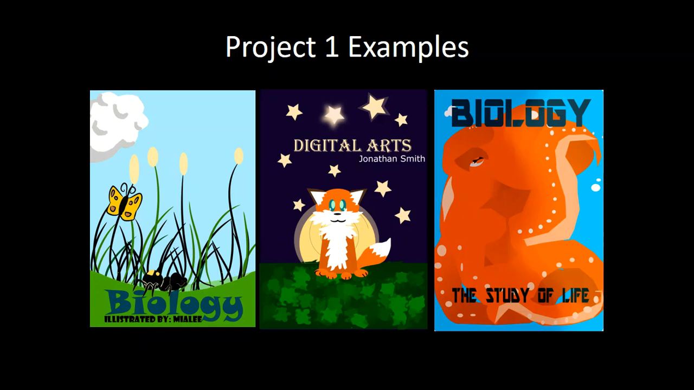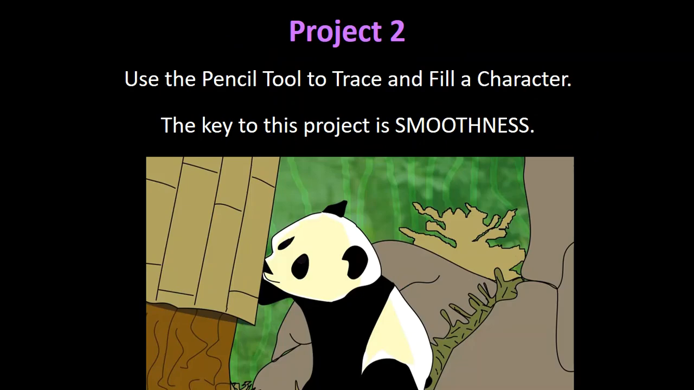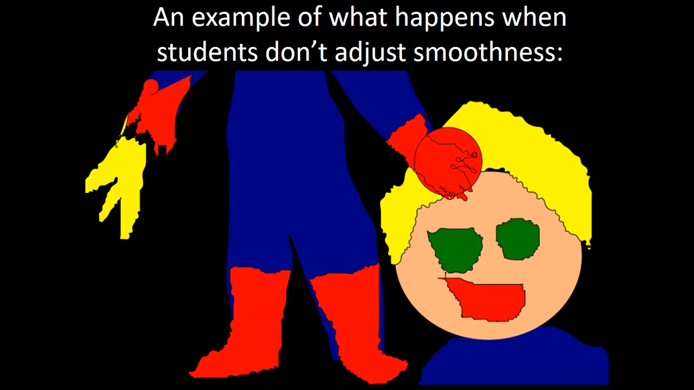And then project 2 is to learn how to use the pencil tool to trace and fill a character. So you could be tracing and filling a cartoon character or a photograph of a character. The key to this project is smoothness, and smoothness is very important when using the pencil tool. It's something that you'll see in the first few minutes of the tutorial that you're going to be using for this project. And this is just an example of what happens when students don't adjust their smoothness.